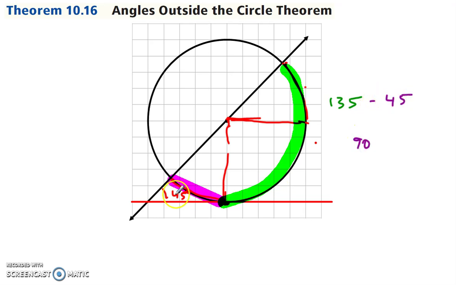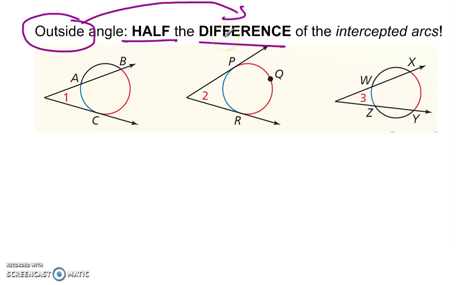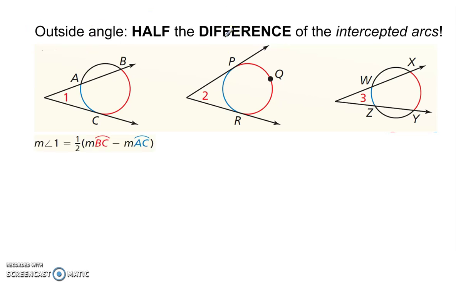Now how do I get from 90 to a 45-degree angle? Well, I have to divide that by 2, and that gives me the 45. So I take those two. If I have the outside, I take half the difference of the intercepted arcs. So I take this one minus that one and divide that by 2. Half the difference. So if it's outside, half the difference.